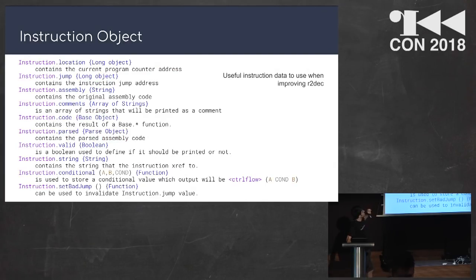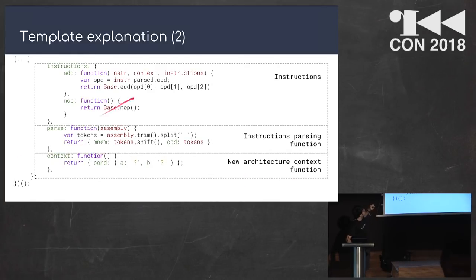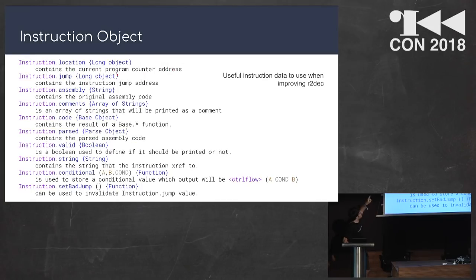Another thing is the instruction object, which is the one that you can see here. This variable inst is actually this object. It contains the location of the current instruction. If it jumps, it contains the jump point. It contains the assembly line, the original assembly line. It has an array of strings, so if you want to add some comments, because it's a special instruction that you want the user to know does something specific, you can add a comment.